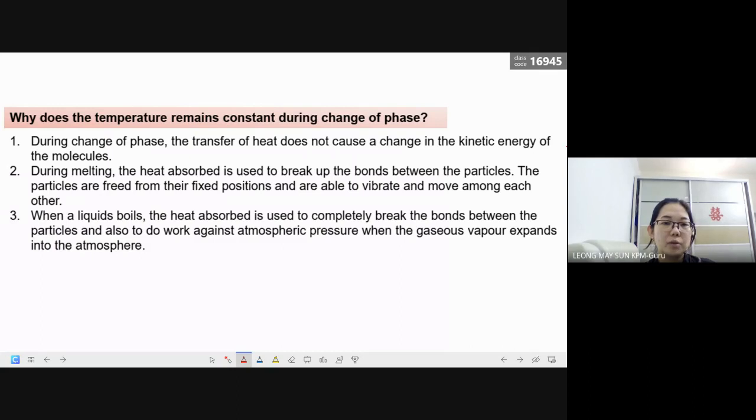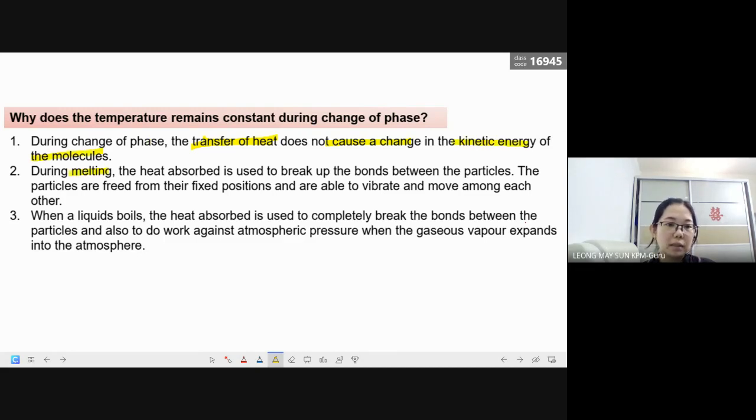Why does the temperature remain constant during a change of phase? During a change of phase, transfer of heat does not cause a change. The transfer of heat does not cause a change in kinetic energy of the molecules.